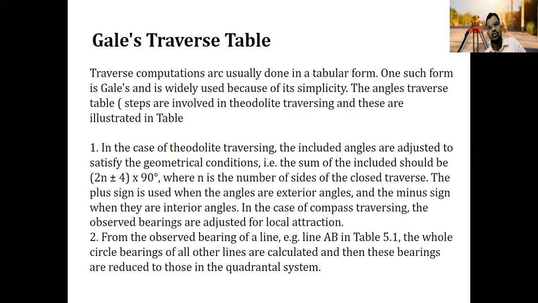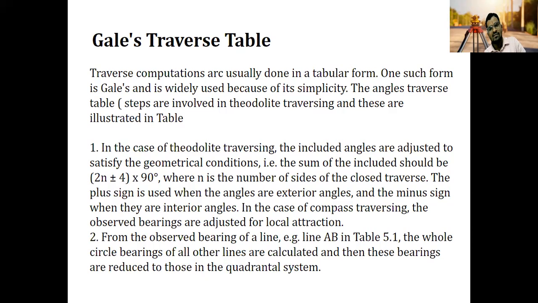Traverse computations are usually done in a tabular form. The measurements which we take on a ground, all the measurements we take on a ground, we write down in our notebook, the field book, in a tabular form. In the tabular form we write line AB's length is this much, the angle is this much, whatever angle and direction, all these things we write in a tabular form.